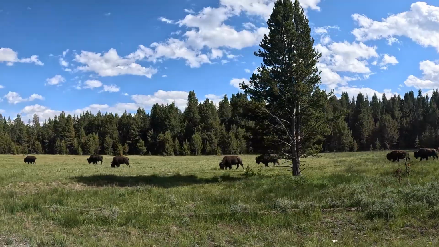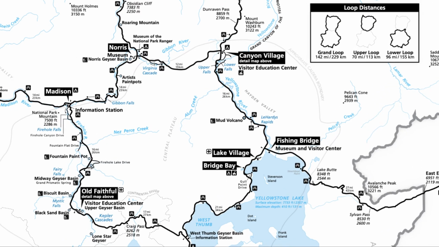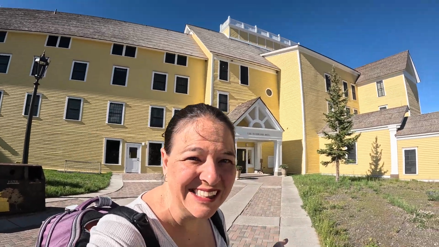Our next stop is the Lake Yellowstone Hotel, which is located within the Lake Village area on the northern shore of Yellowstone Lake. You could recognize the Lake Yellowstone Hotel by its yellow color.